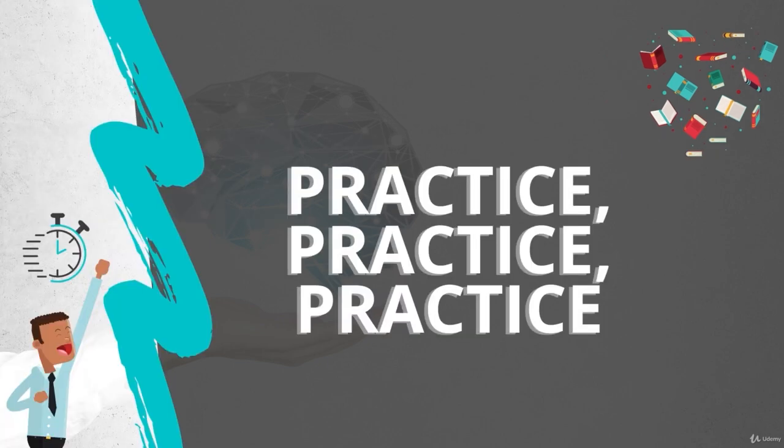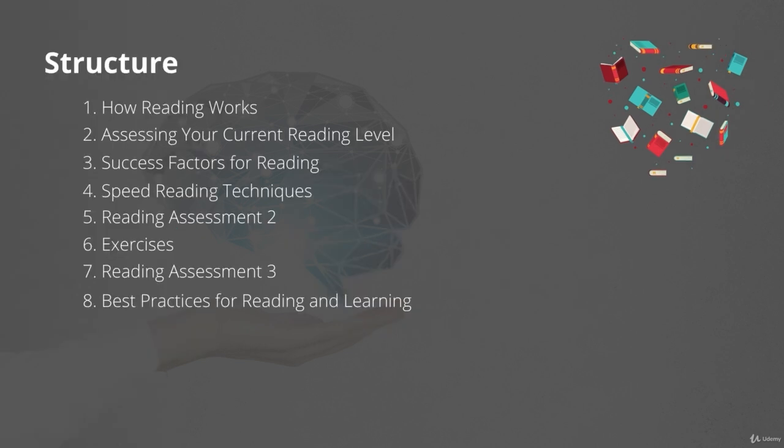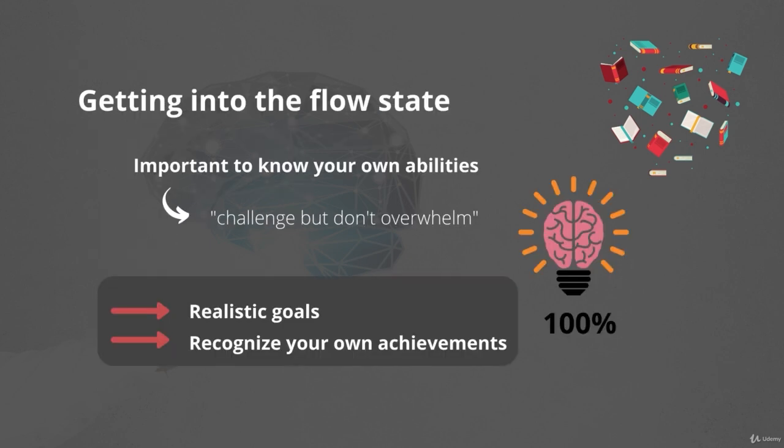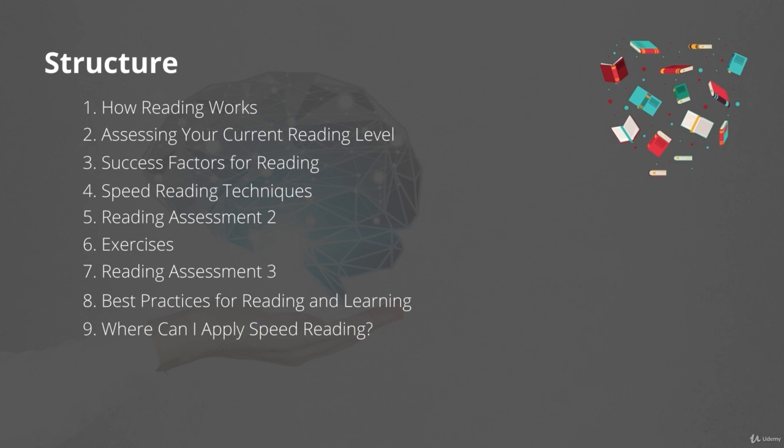So practice, practice, practice. After that, we're going to take a look at some best practices for reading and learning, which are not directly linked to speed reading, but they will help you anyway. Not only for reading, also for learning. In this context, we will also, for example, talk about the flow state. And then once we're done with that, I'm going to show you where you can apply speed reading. And I can tell you it's not only reading. There are some possible applications that go way beyond reading.